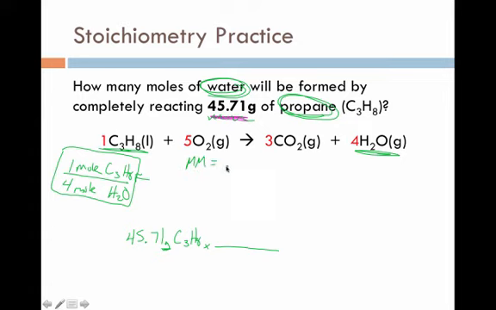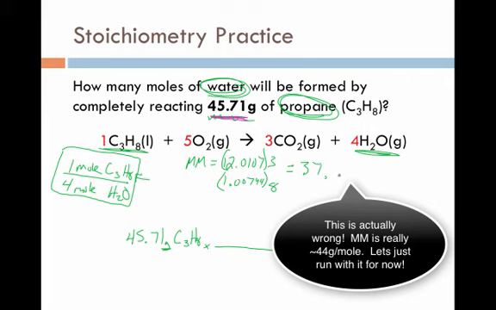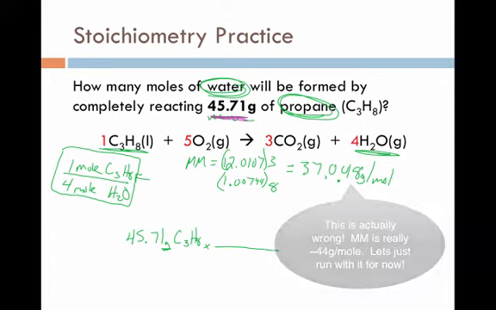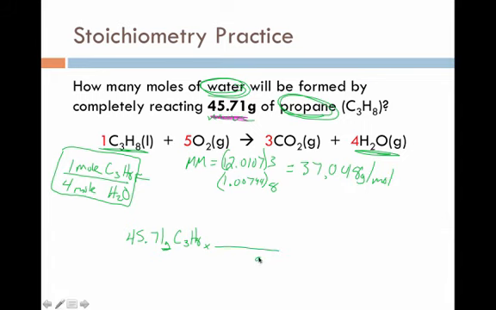So that molar mass is going to be the mass of the carbon atoms, which is 12.0107 times 3, plus the mass of the hydrogen atoms, which is 1.00794 times 8. So you've got to look all that stuff up on your periodic table. Doing those quick calculations, I get a molar mass in the vicinity of 37.048 grams per mole. We can plug that in here. We're going to have grams on the bottom, so that grams cancel with grams, and we're going to have moles of C3H8 on the top.